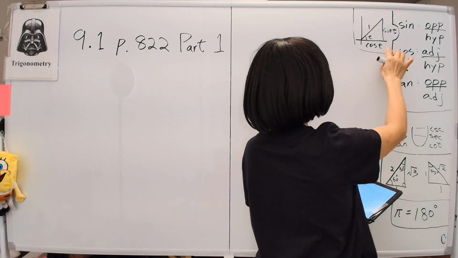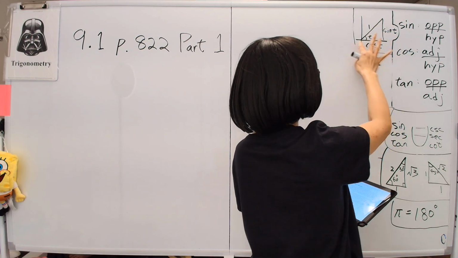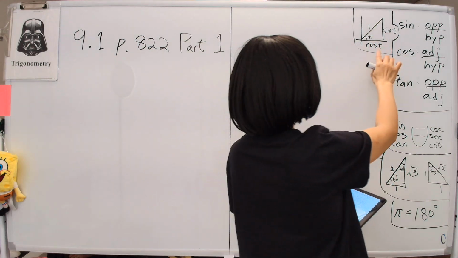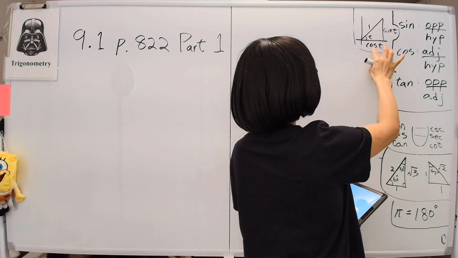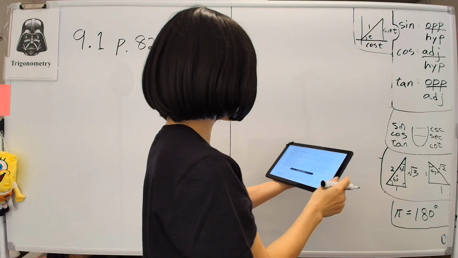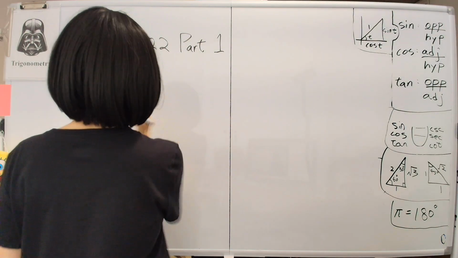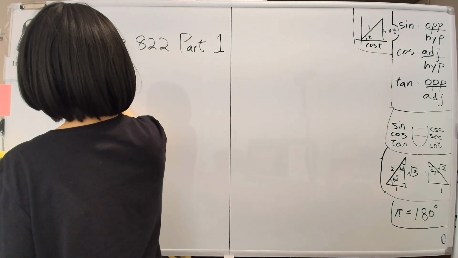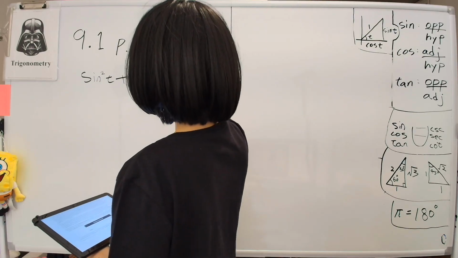If the hypotenuse is 1, then the opposite side is called sine t, and the adjacent side will have the value of cosine t. And then the Pythagoras theorem states that sine t squared plus cosine t squared equals 1. That's the Pythagoras theorem in trigonometry, so that is our very first identity, which is sine squared plus cosine squared equals 1.